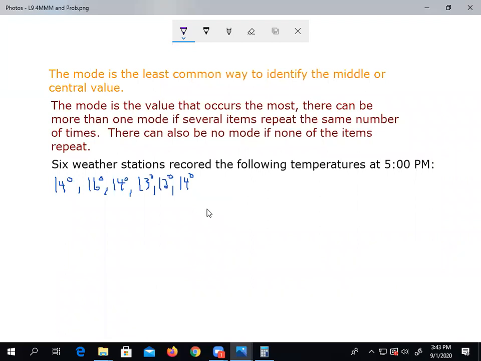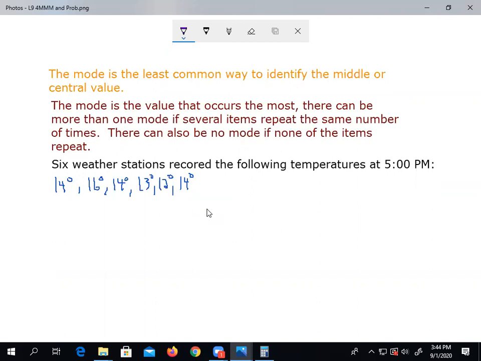So the last of the central tendencies is what's referred to as the mode. So the mode is the least common way to identify the middle or central value. You probably won't see this on the GED test. It's hard to say, but typically it's the least one that you would see. It's usually the mean or the median on the GED test.